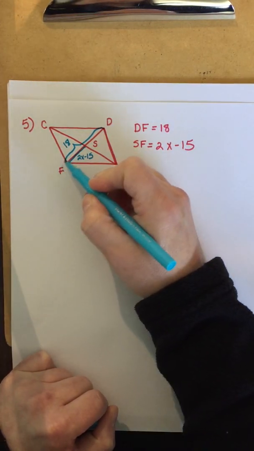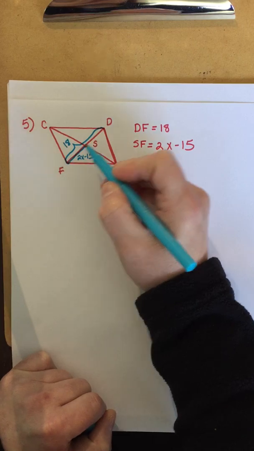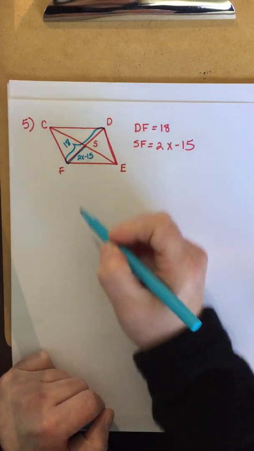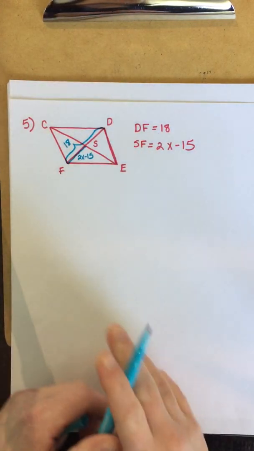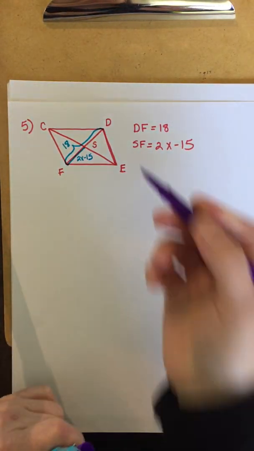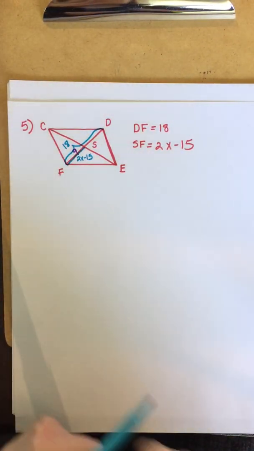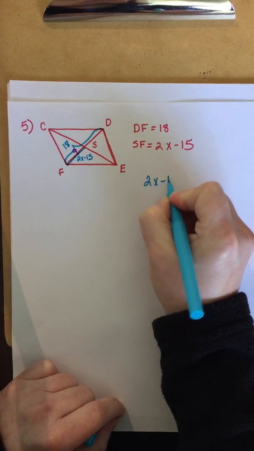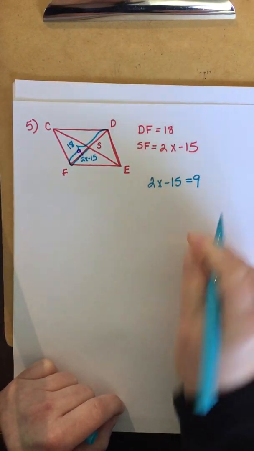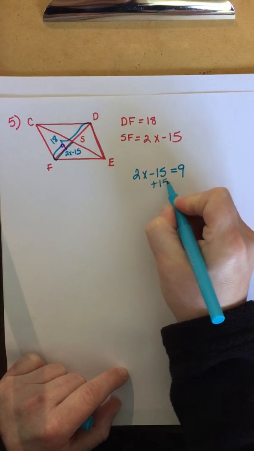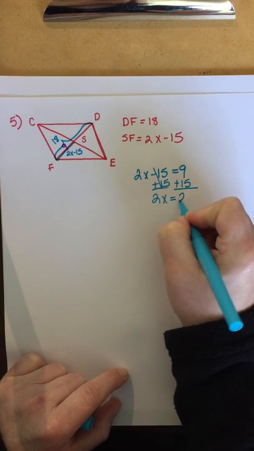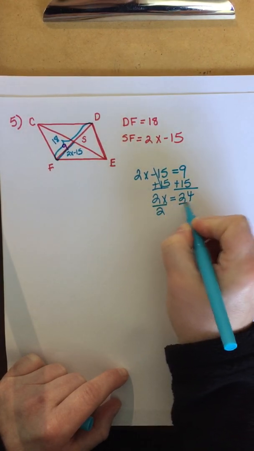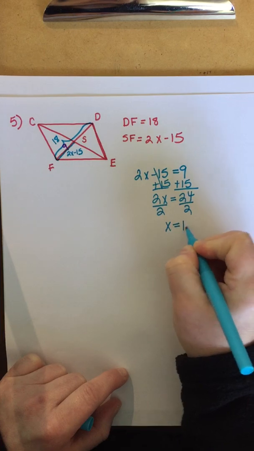Or if the entire diagonal is 18, what must each half be? If the entire diagonal is 18, then half of the diagonal would be what? What's half of 18? 9. I think that would be the easiest way to go. So we can say 2x minus 15 equals 9. And then add 15. We get 2x equals 24. We divide to undo multiplication, and we get x equals 12.